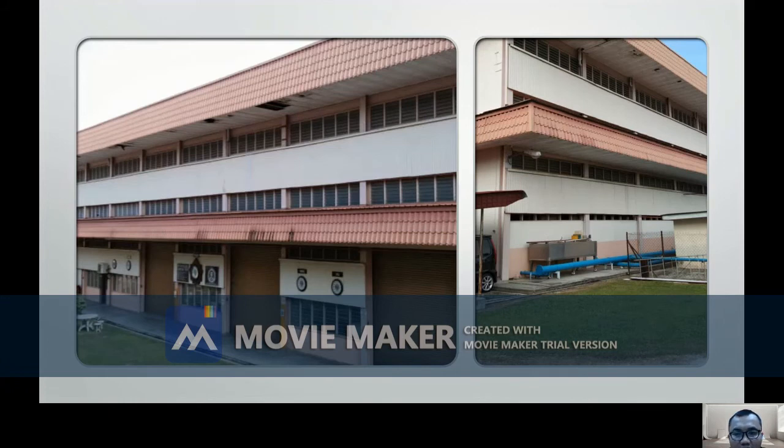So this is the actual picture of the workshop. The left side is the front of the workshop. The right side is the back of the workshop.